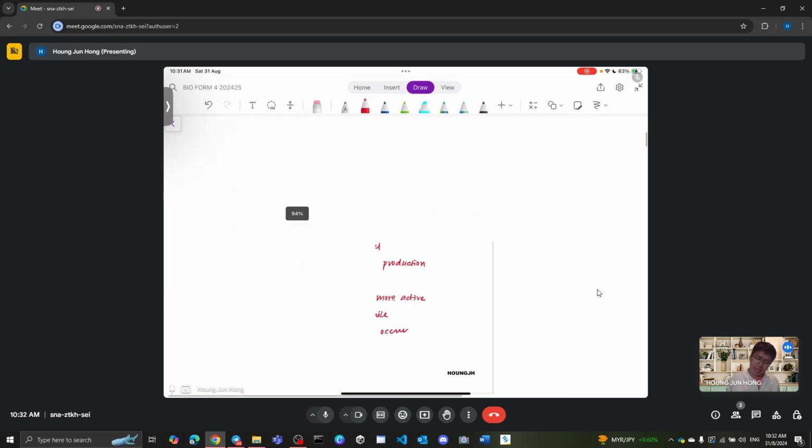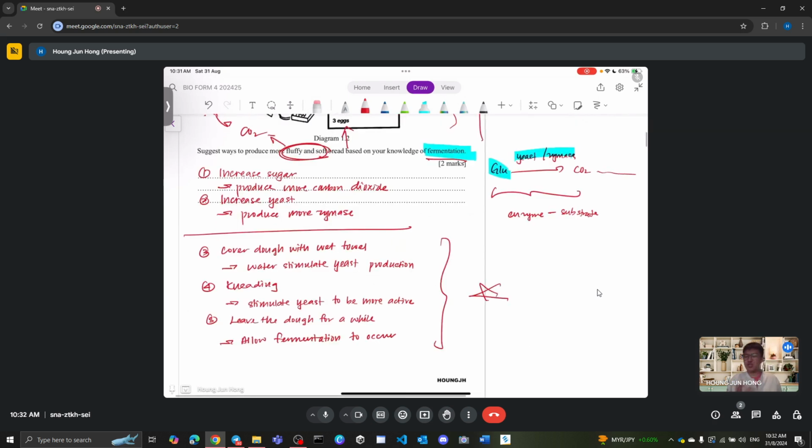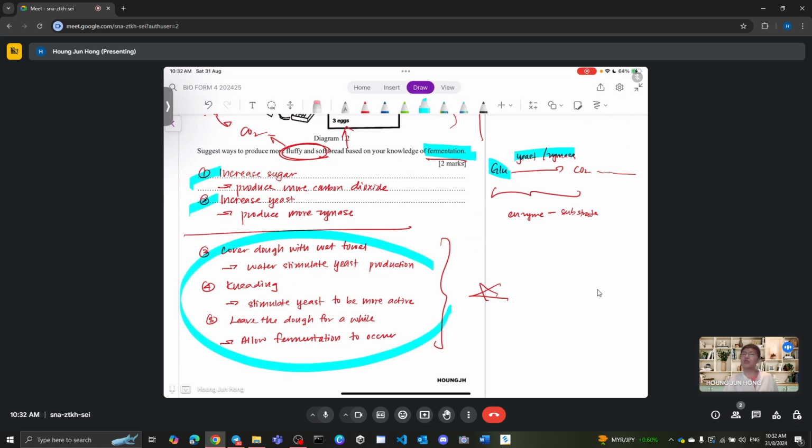Like I said, these three points are not so easy to think of. I understand that this might not be your target, might not be your so-called range. But at least these two are simple, because you should know that to increase your rate of fermentation is just about your glucose or just about the yeast. Basically, these two are the key components. So that's it for this question.